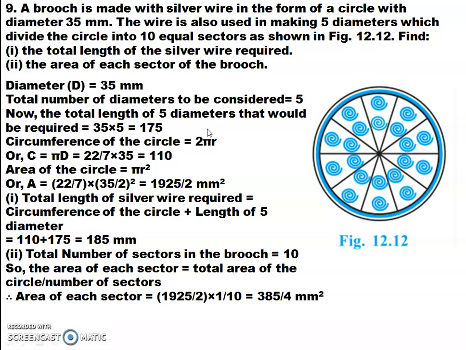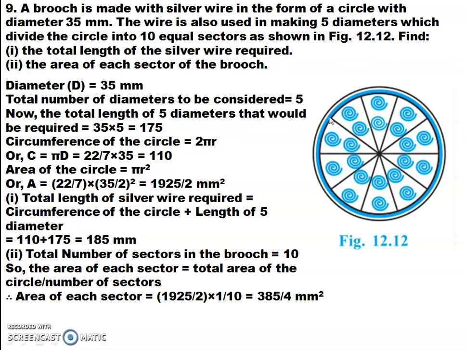So what is 2 into r? 2 into r is the diameter. Listen here once again: I am taking 2 into r, and it is the diameter. So 22 by 7 into 35 is equal to 110. So for 5 diameters you need 175 mm, and for the outer circle you need 110 mm. So the total length is 175 plus 110, which is 185.